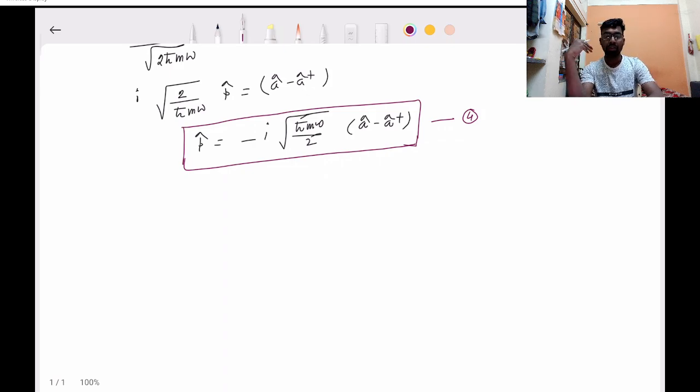Actually, we get these two results, but don't try to remember these two equations. You just calculate it. Okay, it's a very simple process, and this is very easy to calculate, from the lowering and raising operators to the position operator and momentum operator. Don't try to remember equation number 3 and equation number 4. You just do it by yourself.